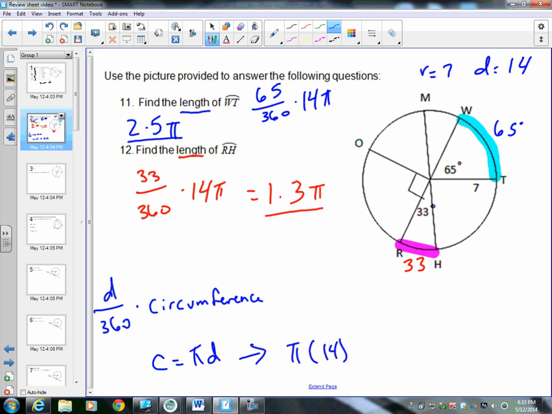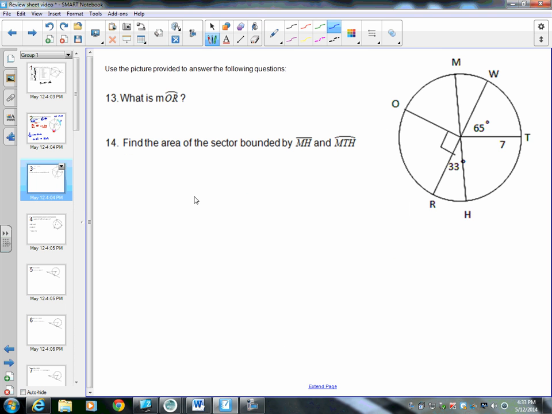This is questions numbers 11 and 12. We're going to use the exact same picture for questions 13 and 14. Okay, so on number 13 it says, what is M of arc OR? Well, what does the M stand for? The M stands for the measure. So the measure of arc OR.